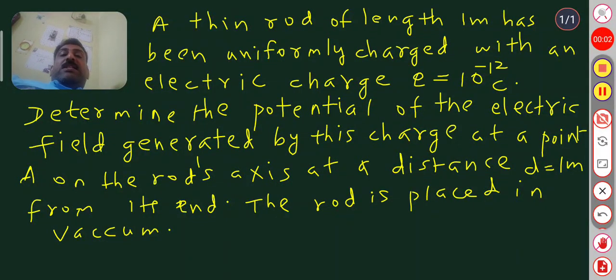Okay, so let's see this problem here. A thin rod of length 1 meter has been uniformly charged with an electric charge of 10 to the power minus 12 coulomb. Determine the potential of the electric field generated by this charge at a point A on the rod's axis at a distance d equal to 1 meter from its end. The rod is placed in vacuum.